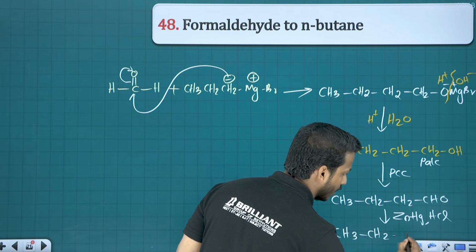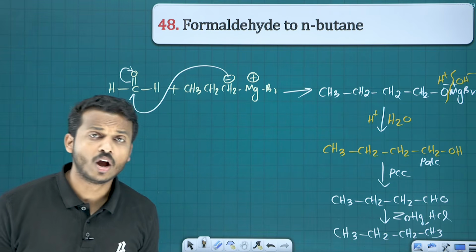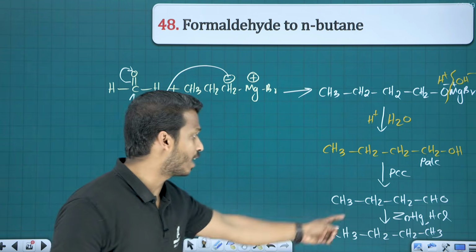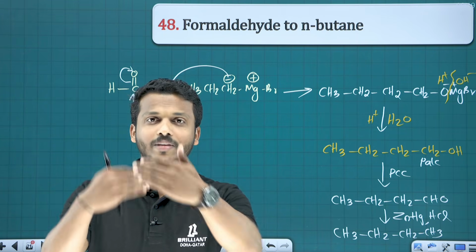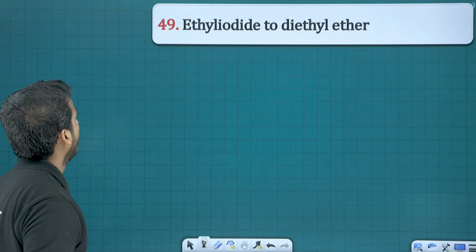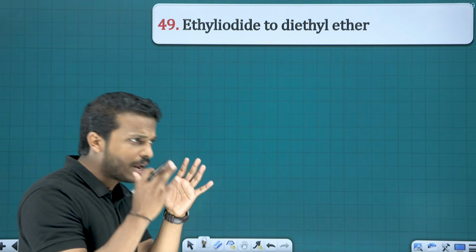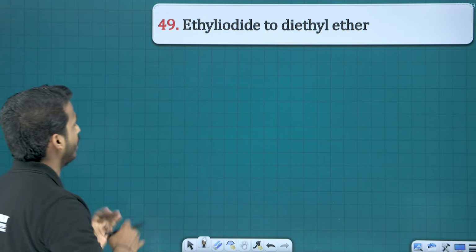That becomes CH3, CH2, CH2, CH3. We know that aldehydes and ketones, when reacted with zinc amalgam and HCl, undergo Clemmensen reduction. They become their corresponding hydrocarbon. Now it is ready, n-butane. Practice the same question again, practice it. This is the maximum question you can expect, of the same type.